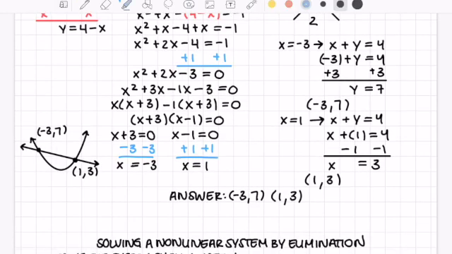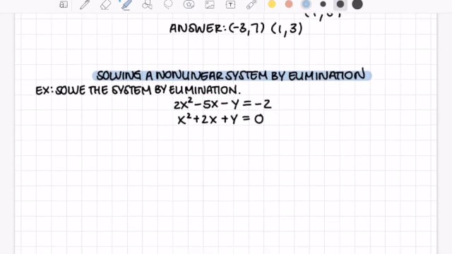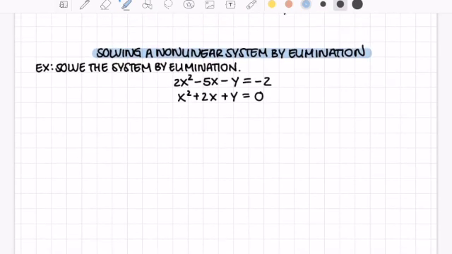All right, the last one that we're going to be looking at is the last method, which is solving a nonlinear system using the elimination method. This one is not as complicated as it seems. Normally, you're going to have a variable where you have just one y value or maybe one x value. But in this case, you have just one y value that you can automatically eliminate. And once you eliminate the y variable or the x variable, it makes it so much easier to solve.